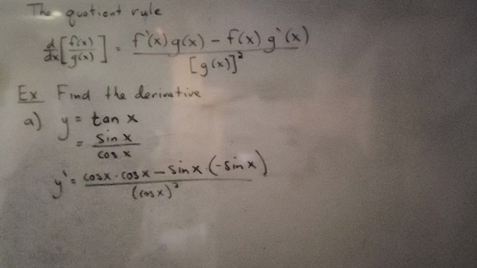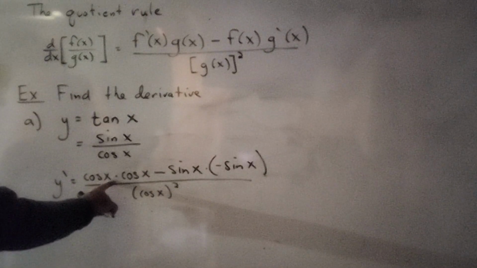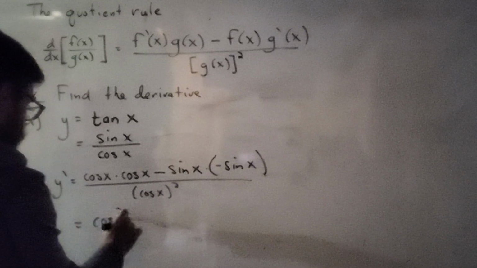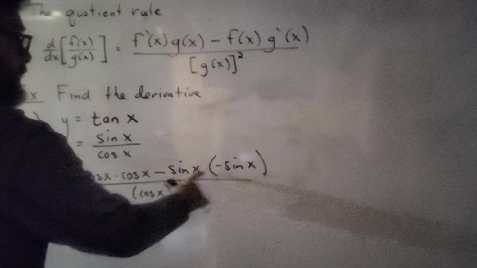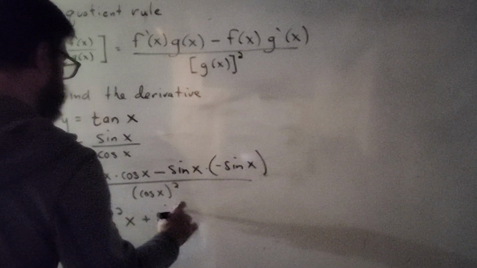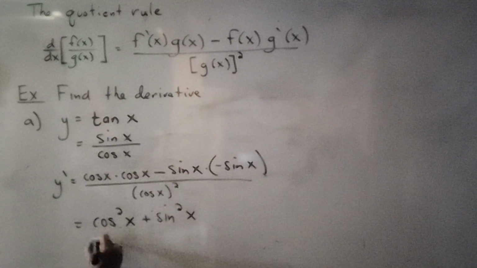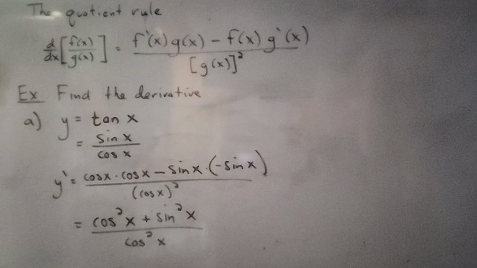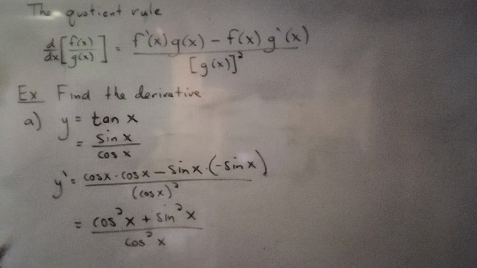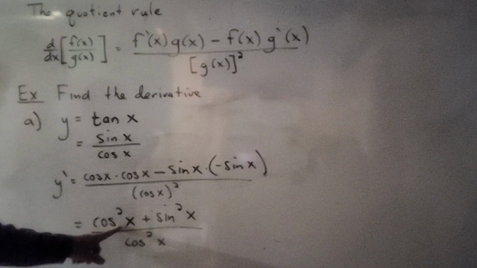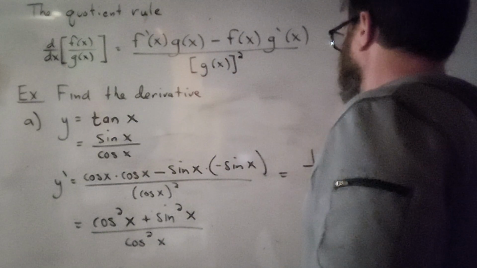And then we're going to simplify. So what I can see is that this is cosine times cosine, so this would be the cosine squared of x. Now I have a negative sine of x times a negative sine of x, so this is going to be plus sine squared of x, all divided by cosine squared of x. Now remember in the Pythagorean theorem that the sine squared of x plus the cosine squared of x is equal to 1, so this numerator is equal to 1, so this is going to be 1 over the cosine squared of x.